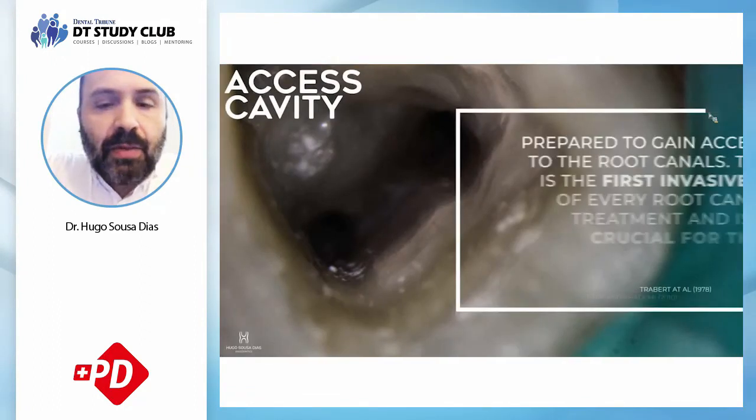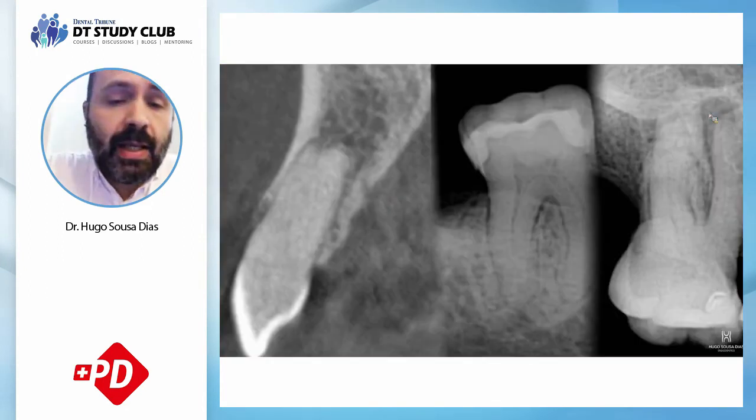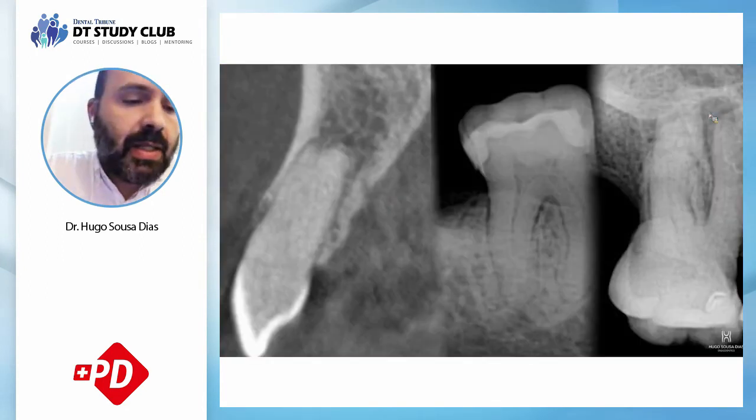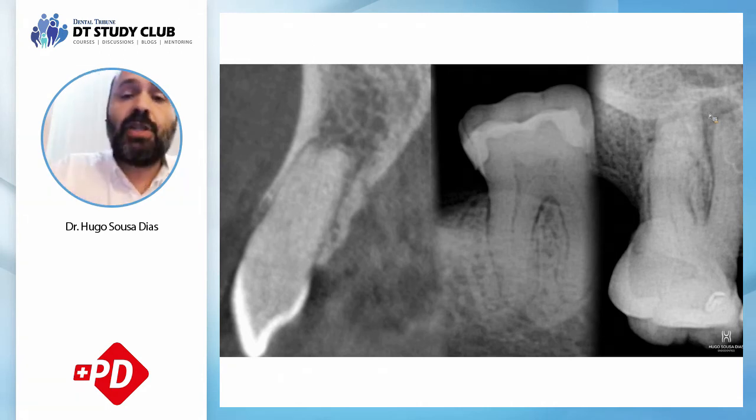The main step related to this kind of perforation is the access cavity preparation. And in this access cavity preparation, mainly in situations like this one with calcifications inside the pulp chamber, with calcific metamorphosis, the risk of perforation is very high.